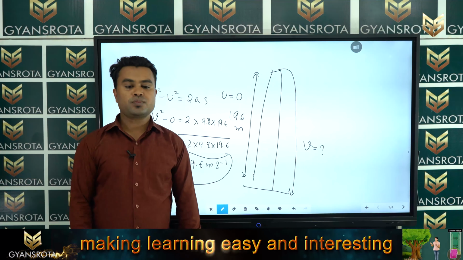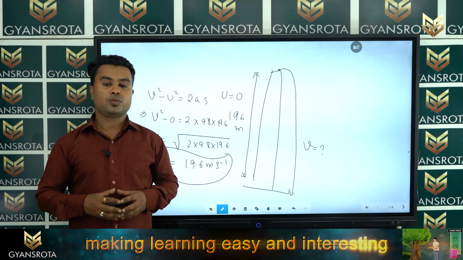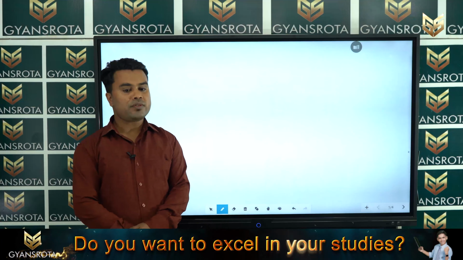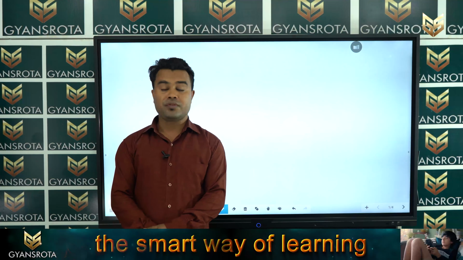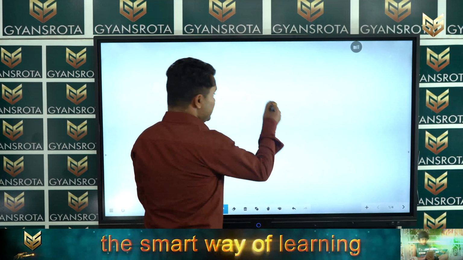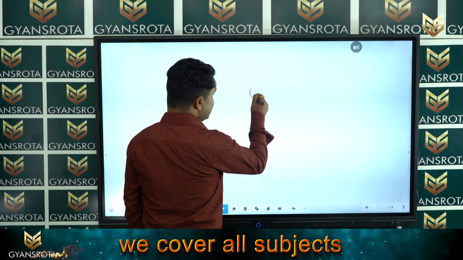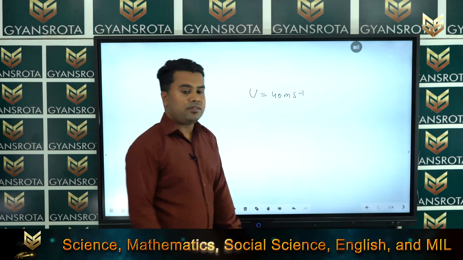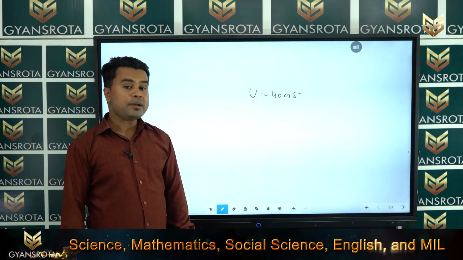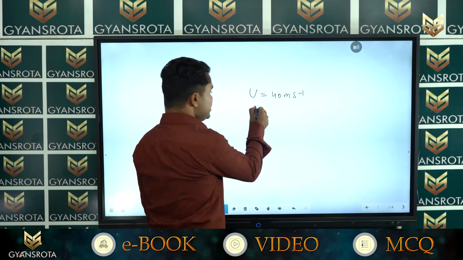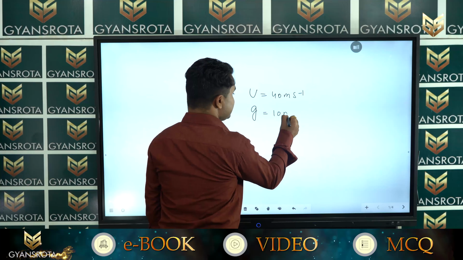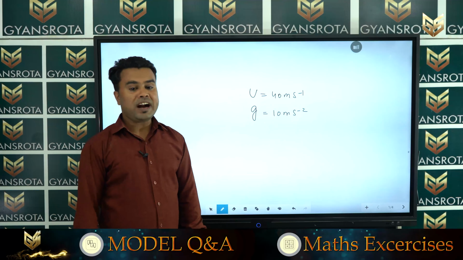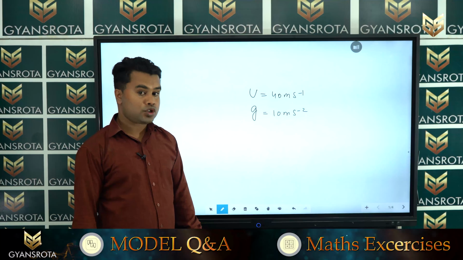So now let us move to the next question, that is question number 15. Question number 15 says that a stone is thrown vertically upward with an initial velocity of 40 meter per second. Initial velocity u is given to be 40 meter per second. Fine. Taking g equals to 10 meter per second square. G you have to take 10 meter per second square. And it is also asking, find the maximum height reached by the stone.